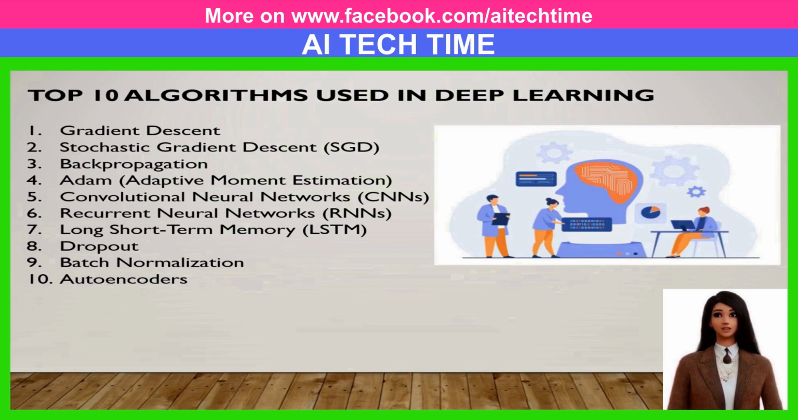2. Stochastic gradient descent (SGD), a variant of gradient descent that randomly samples a subset, mini-batch, of training data at each iteration, making it computationally more efficient and often leading to faster convergence. 3. Backpropagation, an algorithm for computing the gradients of the loss function with respect to the model's parameters. It efficiently propagates errors backward through the neural network to update the weights during training.